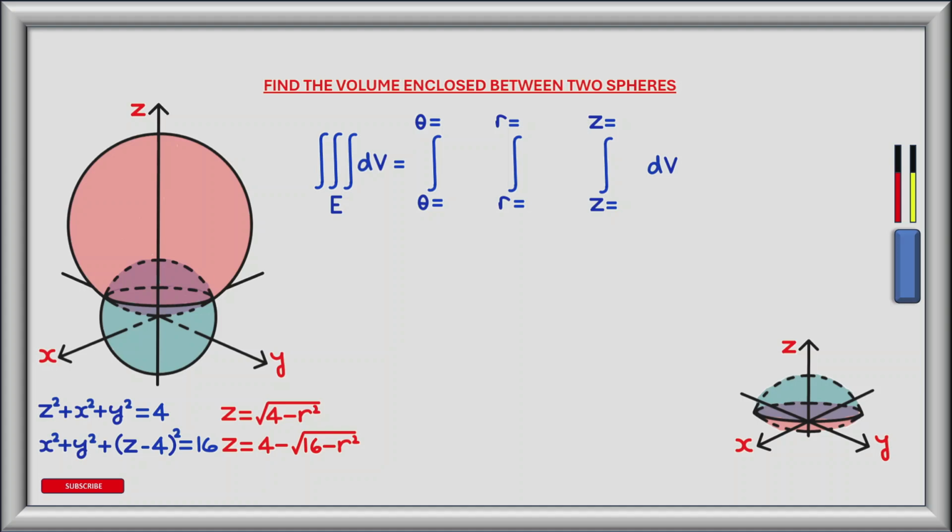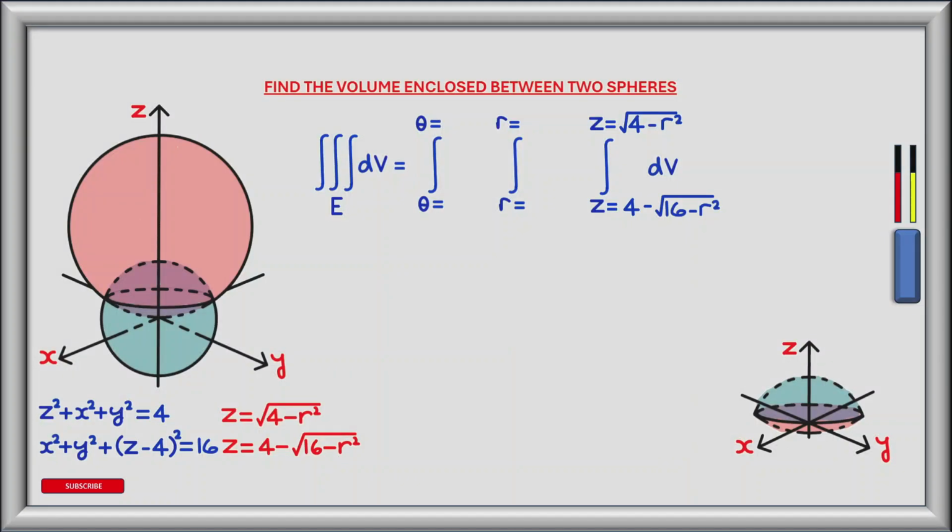So as we can see from this diagram, the structure is from the upper part of the blue sphere and the lower part of the red sphere. The lower limit of integration is therefore the function of the red sphere, where z is equal to 4 minus the square root of 16 minus r squared. And the upper limit of integration is the function of the blue sphere, where z is equal to the square root of 4 minus r squared.